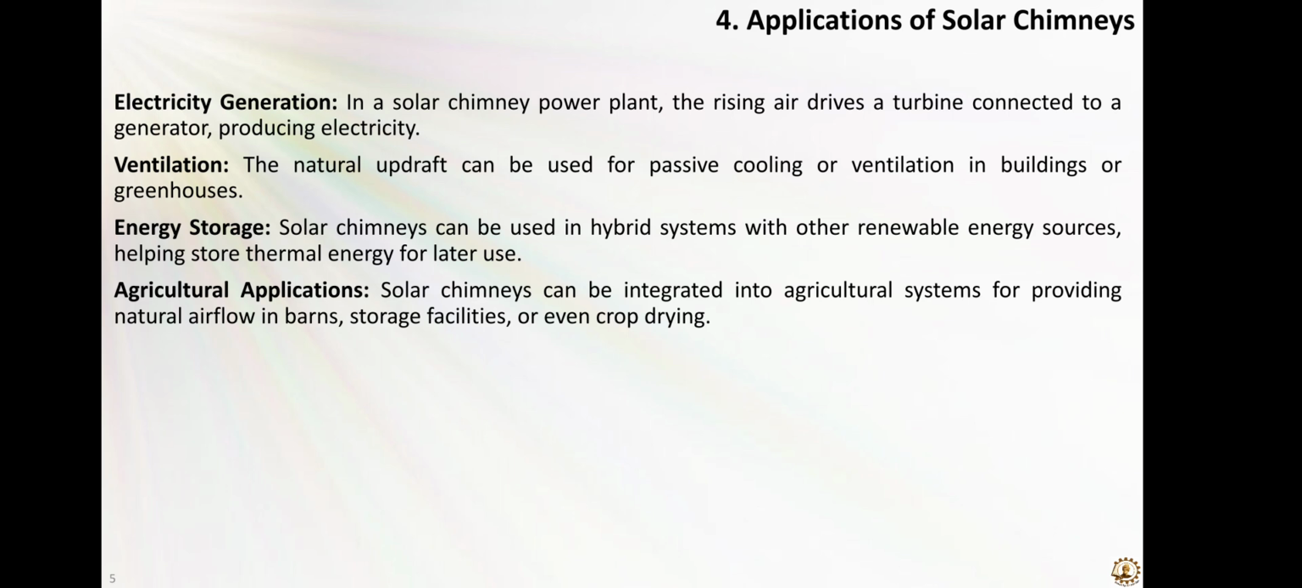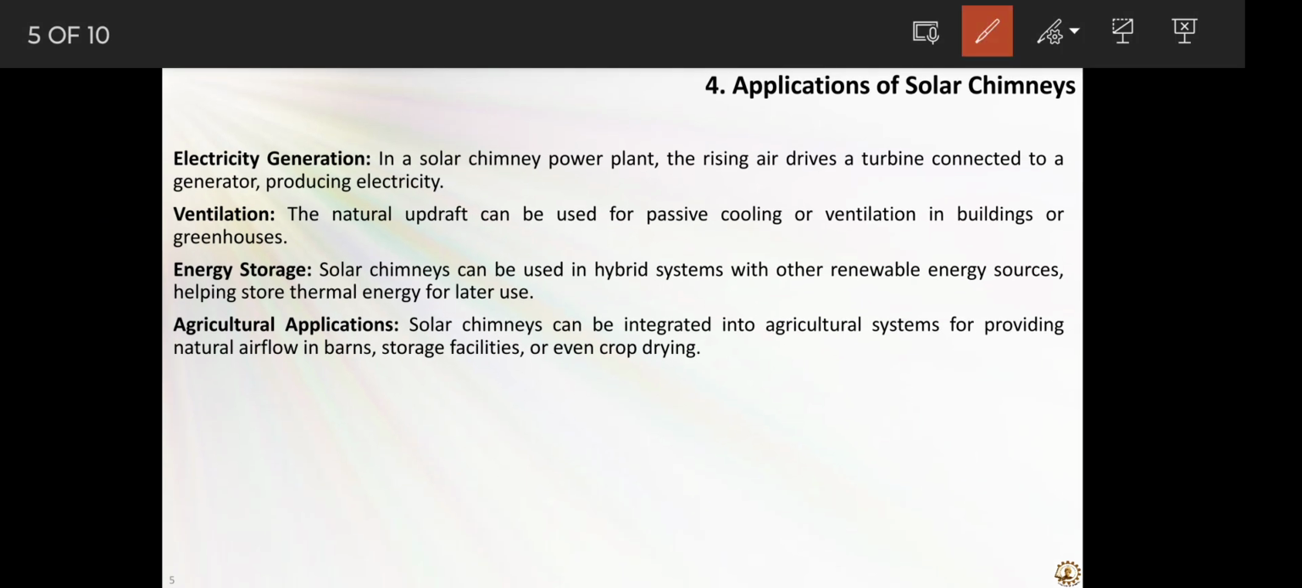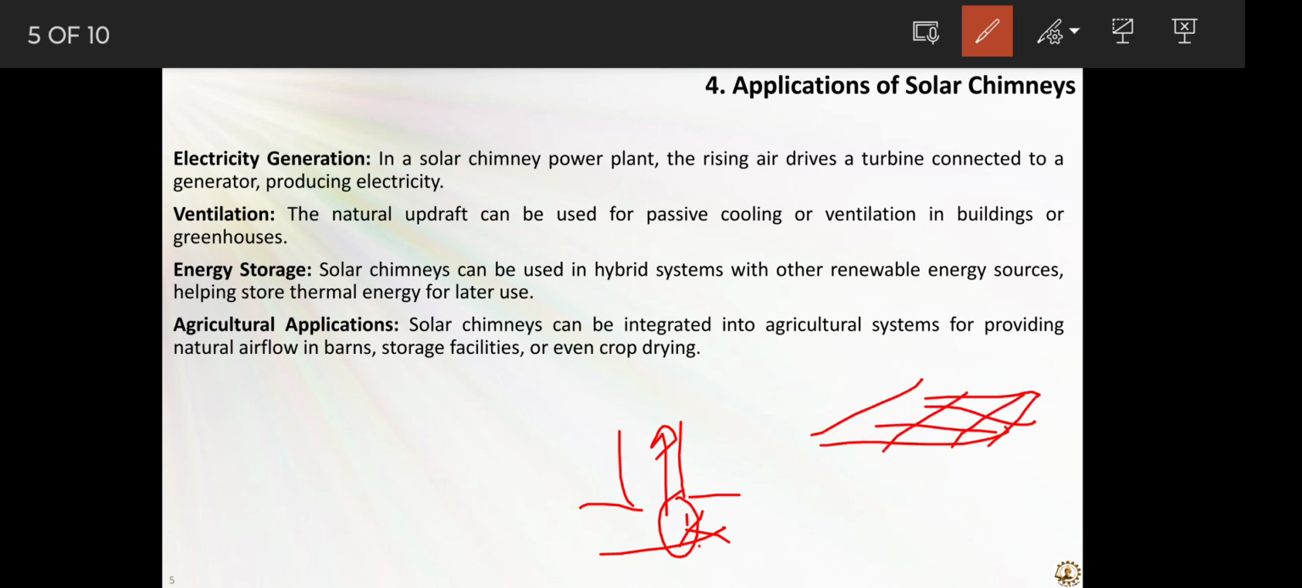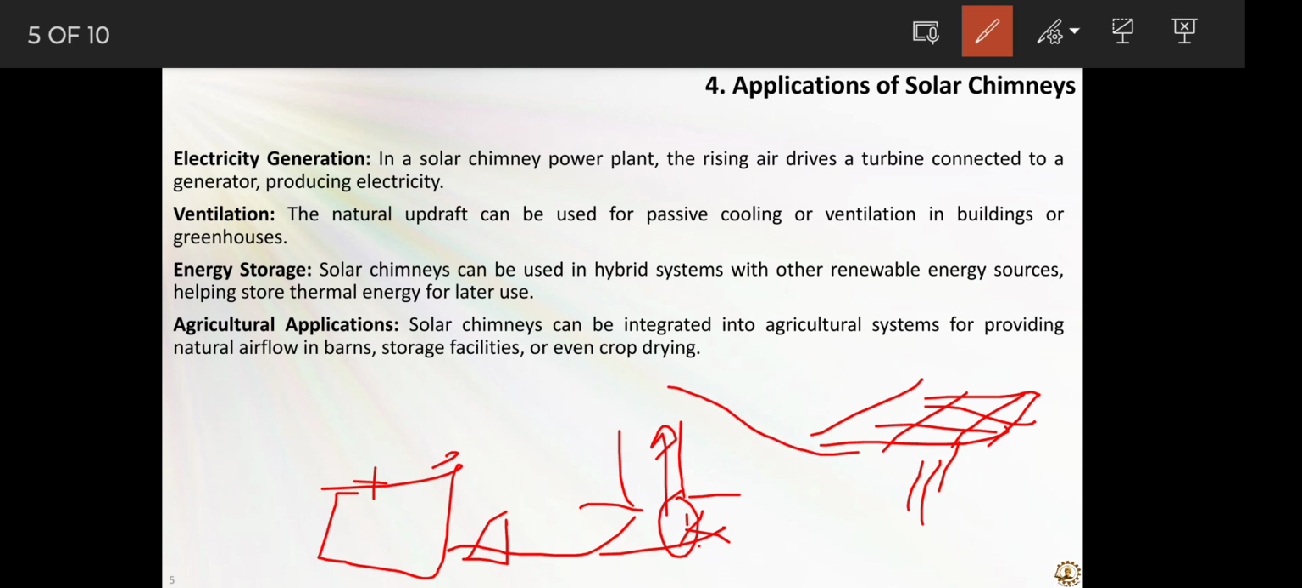Now it can also be used in hybrid systems. For example, suppose we have a solar chimney here, and we also have some solar panels here. Now energy storage and hybrid system means, suppose I have a battery here, so we can store the electricity from the solar chimney in this battery. As well, we can connect it with solar cells, windmills, or any other renewable energy sources, and connect them to a single storage system. So that is basically a hybrid system.